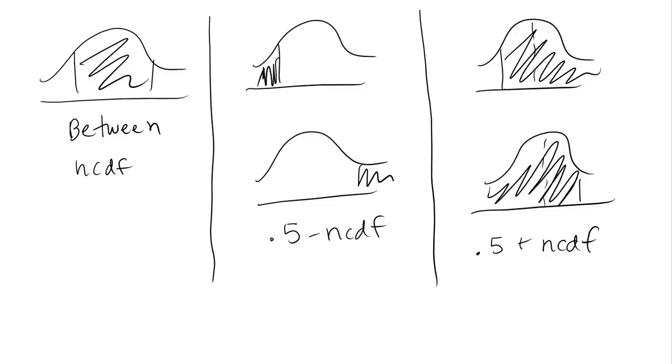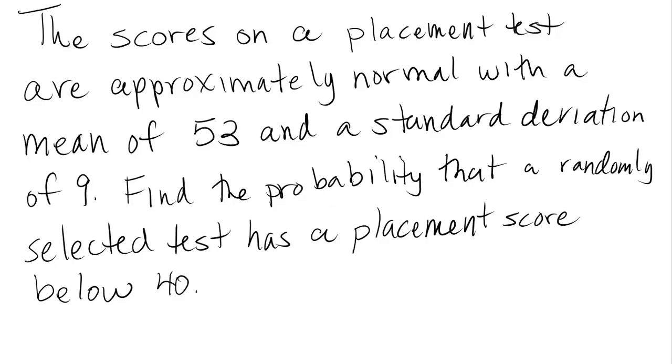Let's do one more. The scores on a placement test are approximately normal with a mean of 53 and a standard deviation of 9. Find the probability that a randomly selected test has a placement score below 40. Okay, knowing that you might ignore me again, try pausing the video and drawing the picture on your own. Okay, let's see what you came up with.